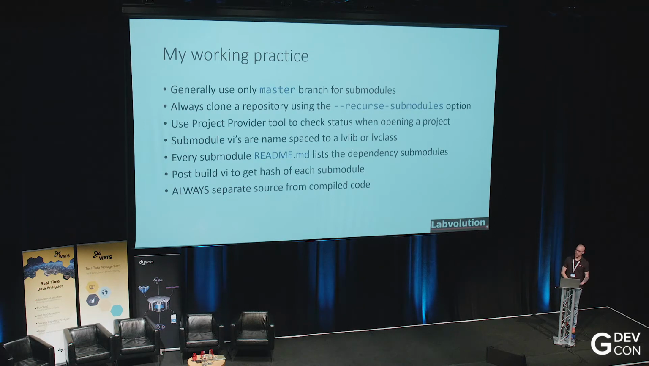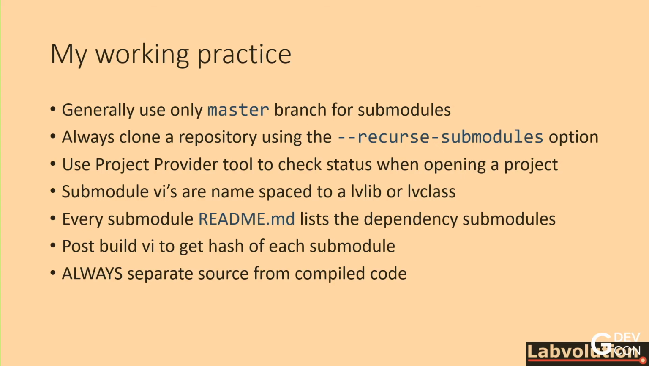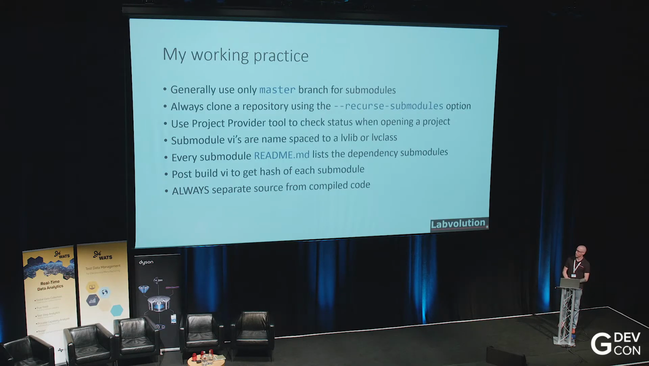I have a post-build VI, which I run for every build, and that will go and get all the submodules that are part of that build. It'll get their hashes, and it'll write it all to a text file in my build output file. So I know this build was made with these submodules at this revision. And lastly, always separate source code from compiled code. That is the first thing I do. And it makes life using any source code tool so much easier.